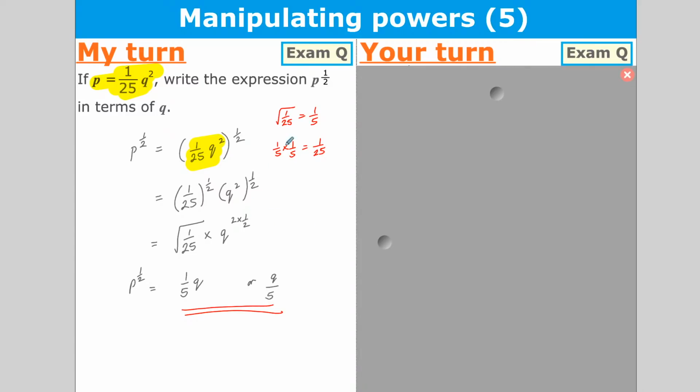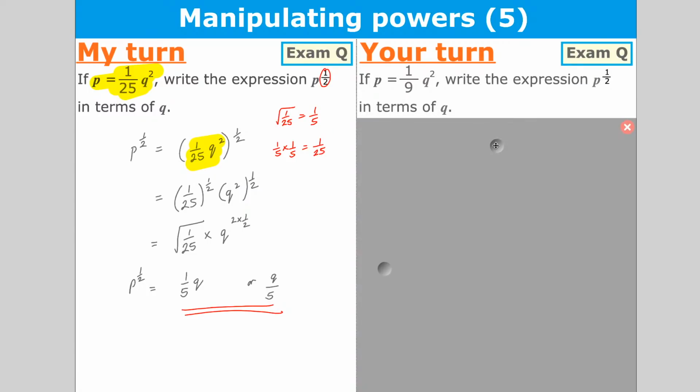So that was an exam standard question. Bit tricky. You've got to remember power half is a square root. You've got to break up the number and the powers, and then you've got to do the power of the power rule a few times, and you've got to make sure you write your answer nice and neatly at the end. All right, here we go. Over to you, and see if you can do this one on your own. First question for you today.